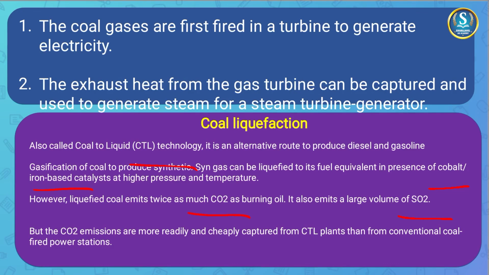Now in this case, though it emits more carbon dioxide and more sulfur dioxide, let it emit, what's the problem? It can be easily and cheaply captured and stored. Carbon sequestration can be done very easily. So in that case, which is better, directly burning coal or coal liquefaction? Definitely it is coal liquefaction.